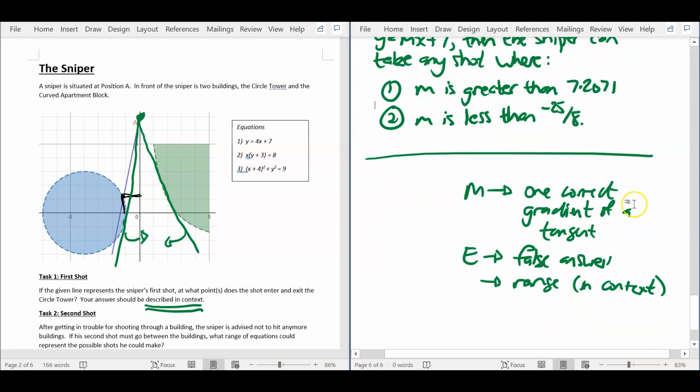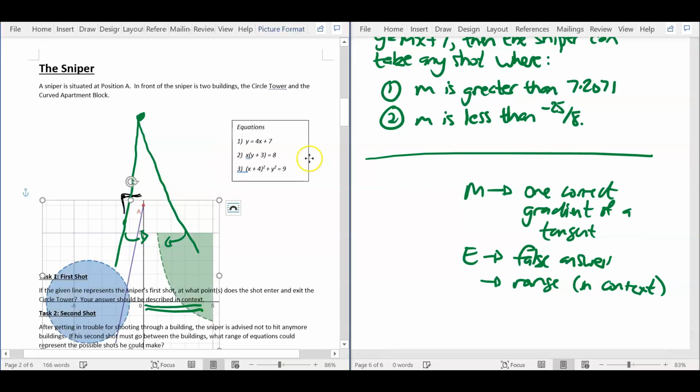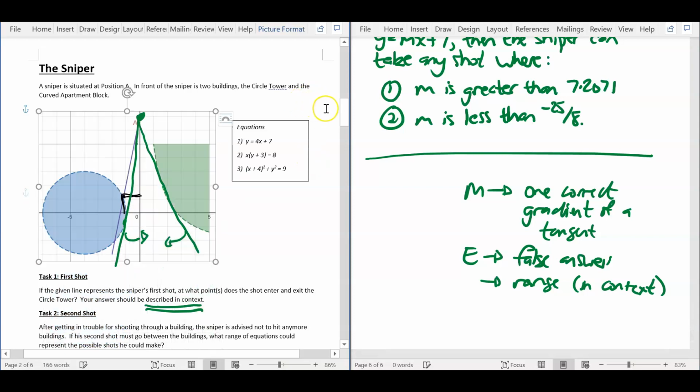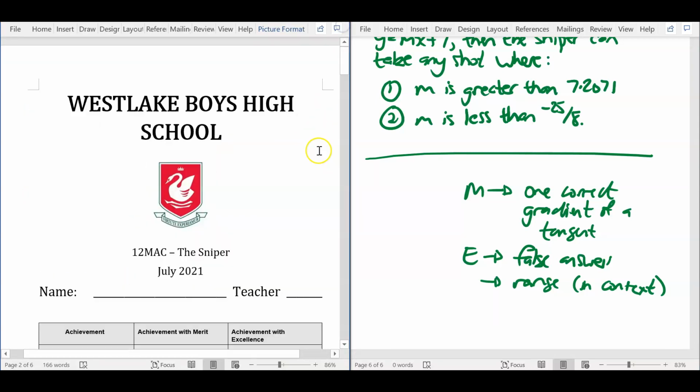And then just a reminder, merit, if you get one of the correct gradients of the tangent, you're all good. Excellence, you need to explain your false answers, and then you need to explain the range of m values in our context. So that was the sniper task. Oh gosh, I moved that picture. But that was the sniper task.